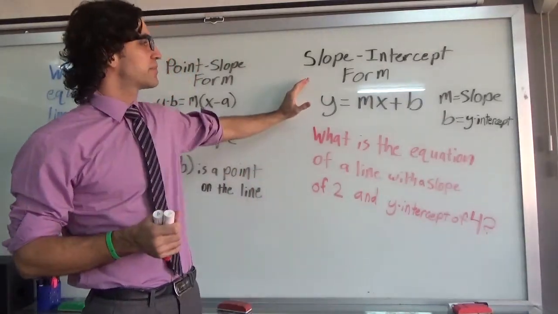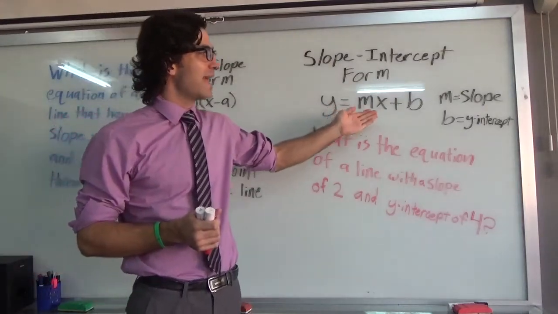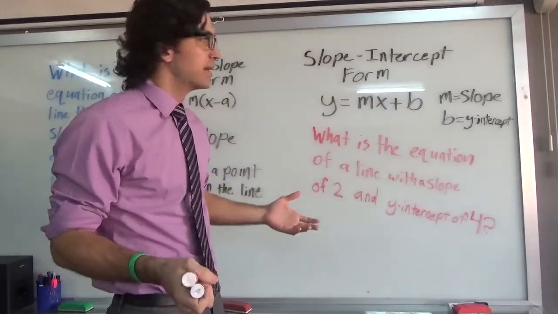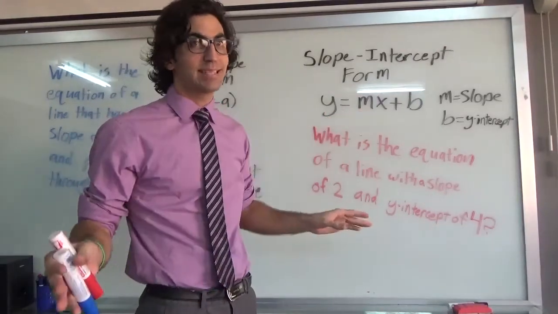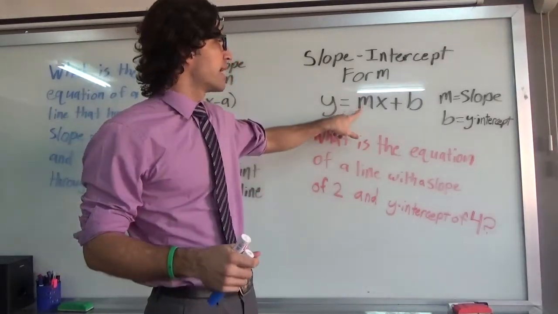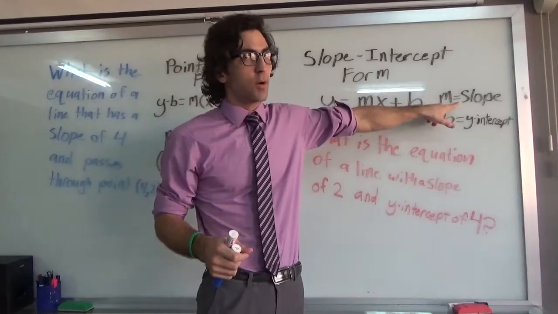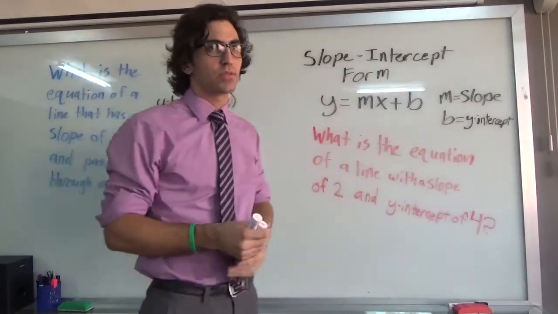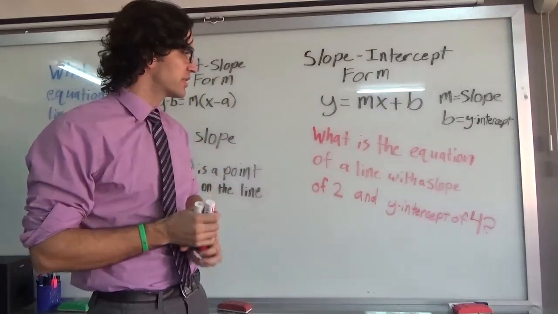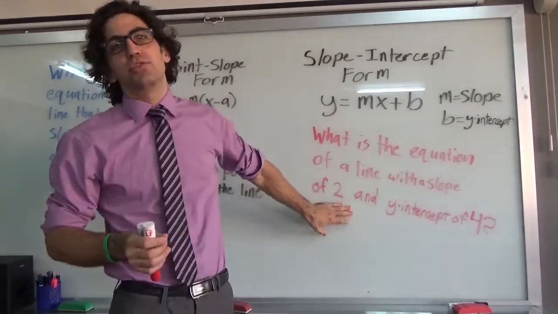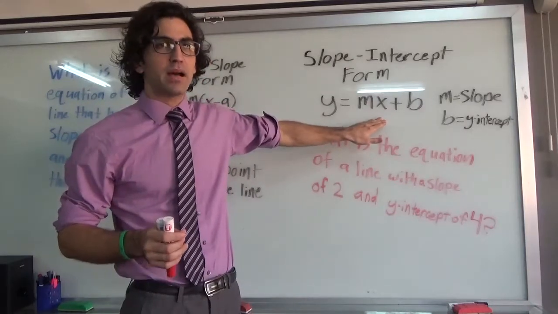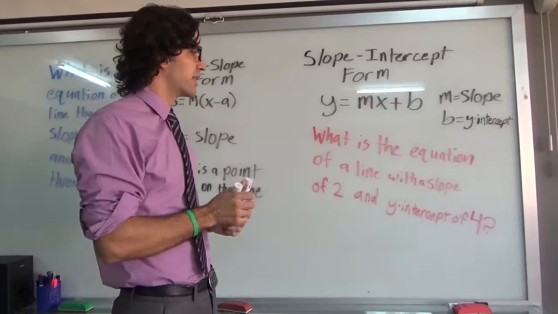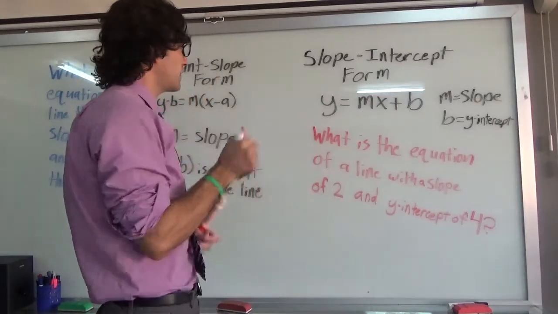So Slope-Intercept Form says y equals mx plus b. That might be confusing, so what do those mean? Y and x stay y and x. M is the slope and b is the y-intercept. So those two pieces of information that we are given just need to go into these spots in the equation. It really is that basic.